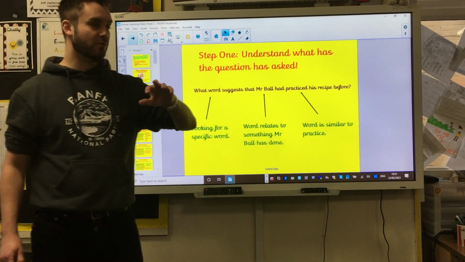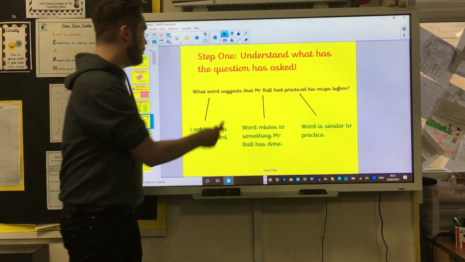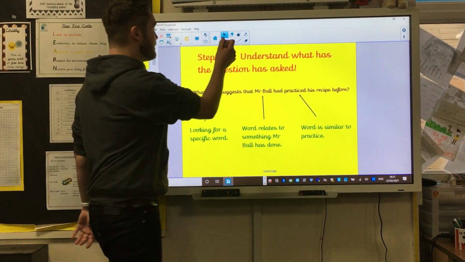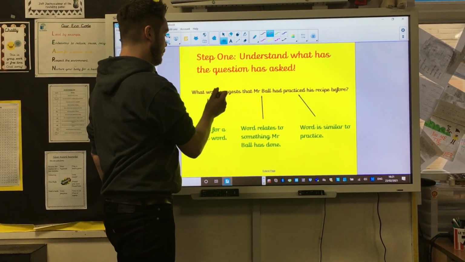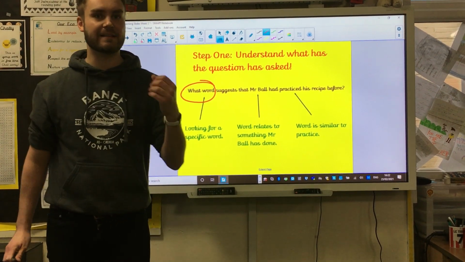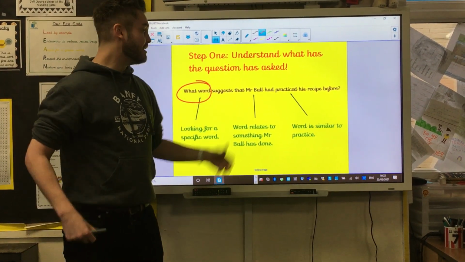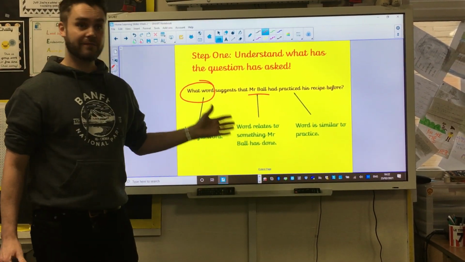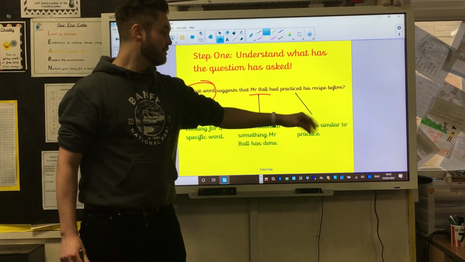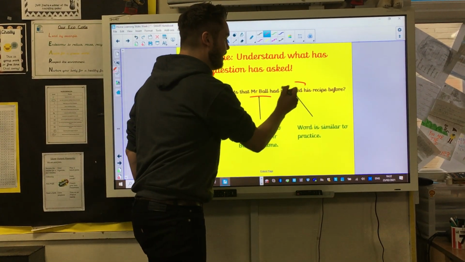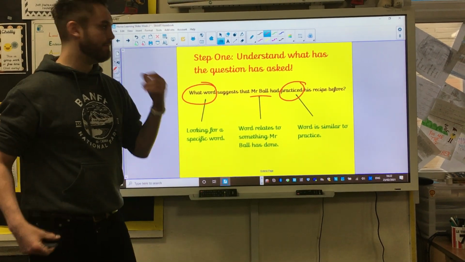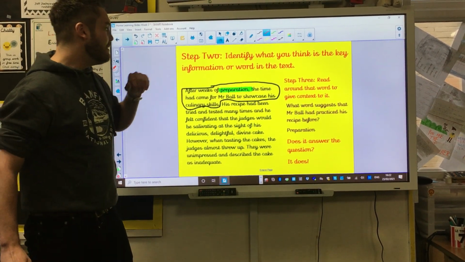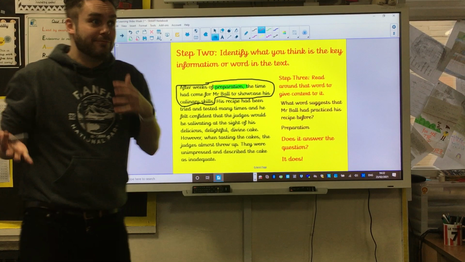What word suggests Mr. Ball's practiced recipe before? Well, we know that we are looking for a specific word because it says right here that we are looking for a word. So that's the first thing that we know. We know the word is relating to something that he has done. And we know the word is similar to practice. So we've got those three bits of information. From that, we can then identify what we think the key word of information is.